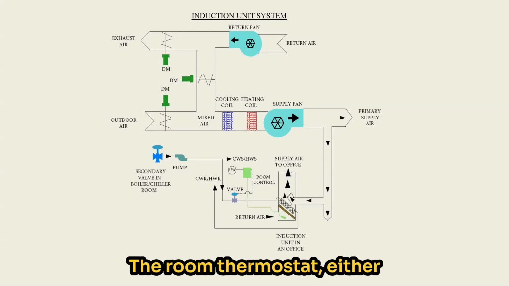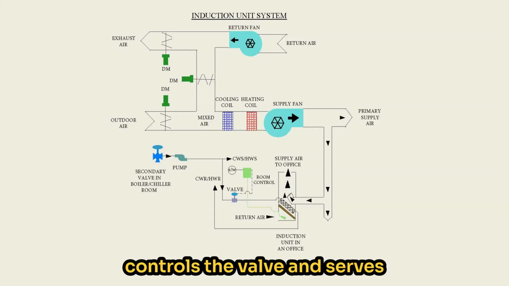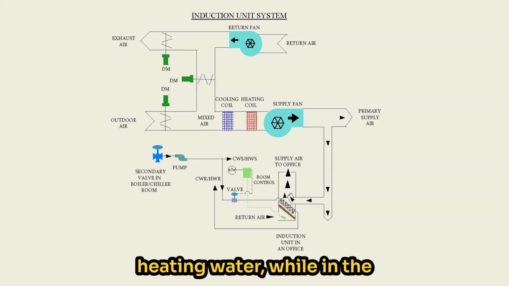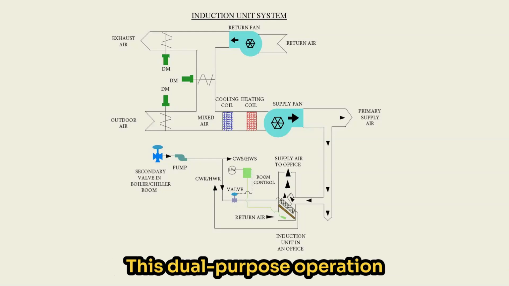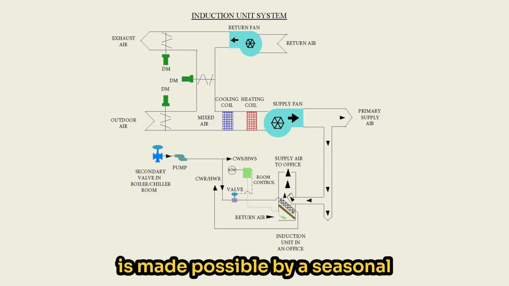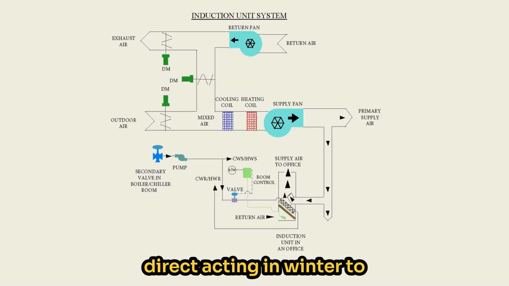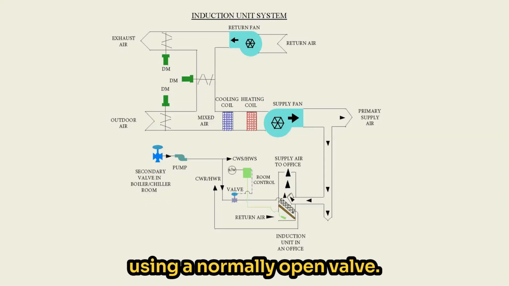The room thermostat, either mounted on the wall or built into the induction unit, controls the valve and serves two different purposes. In the winter, it regulates heating water, while in the summer, it controls chilled water. This dual-purpose operation is made possible by a seasonal control pressure change that switches the controller from direct acting in winter to reverse acting in summer when using a normally open valve.